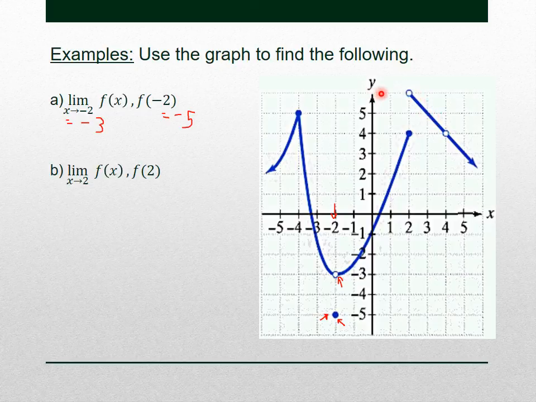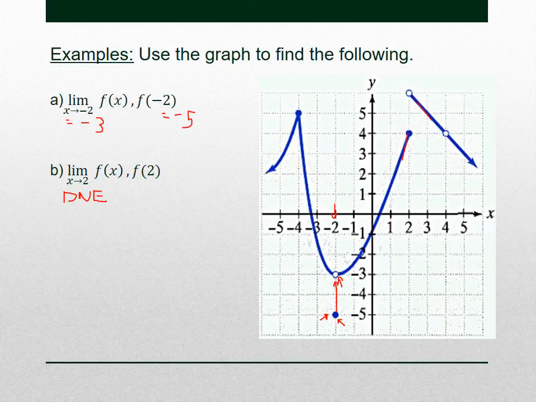To determine the limit from the right, we start somewhere to the right of 2 and we trace this graph to the left towards 2. And we can see that ends up somewhere up here at looks like 6. So the limit from the left was 4. The limit from the right was 6. So since those are not the same, this limit does not exist.